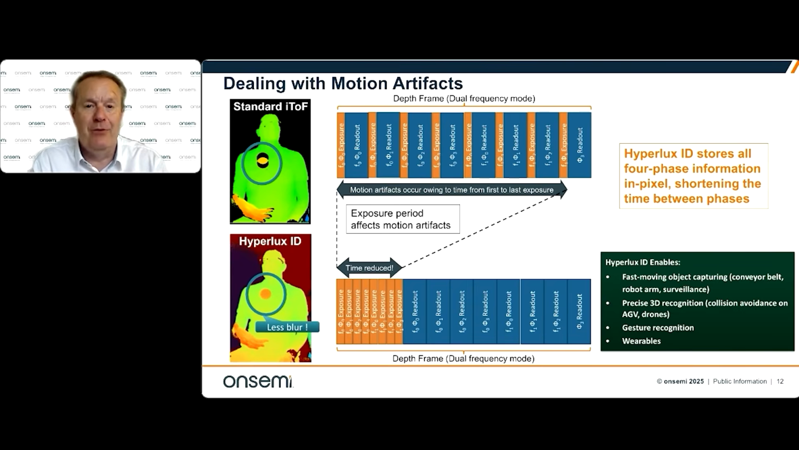Conveyor belts, robot arms, surveillance, all these applications that have fast-moving objects, this becomes really important in making sure that you have accurate, less blurred objects in recognition. Things like gesture control as well. Gesture is very important. For applications where gesture is needed, there's a lot of blurring, a lot of fast movements. And in wearables, there's lots of fast movements. So this is overcoming the challenge with Hyperlux ID.